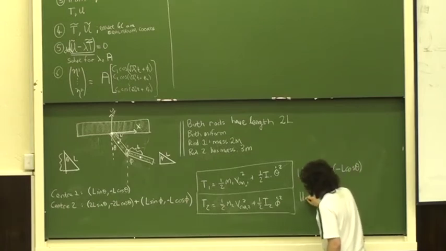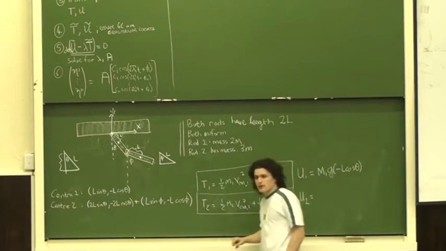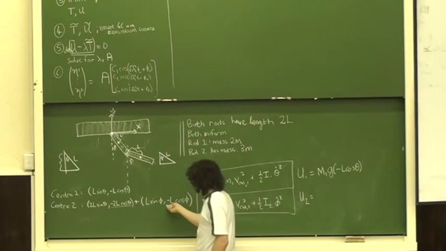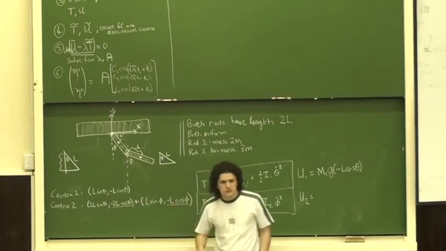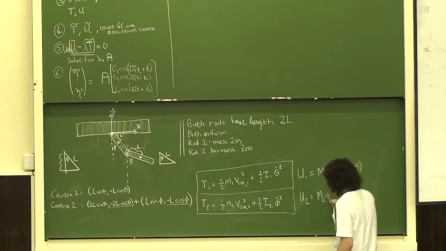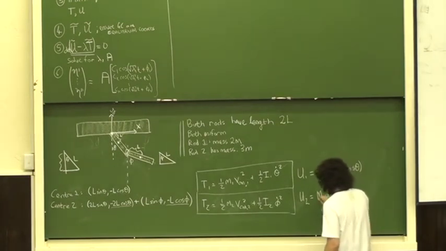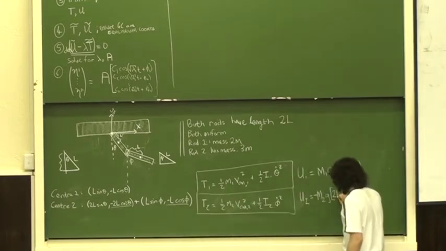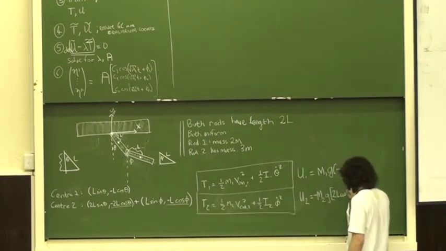And the second potential energy is going to be, well, the y component of this one, which is the sum of those two terms. So it's going to be M2 g times, we'll take the minus out as opposed, 2 L cos theta plus L cos phi.